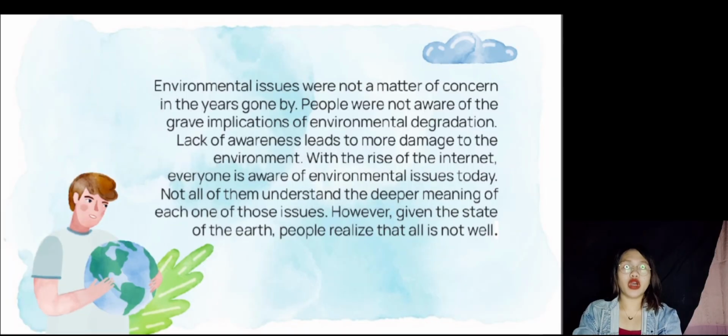Environmental issues were not a matter of concern in the years gone by. People were not aware of the grave implications of environmental degradation. Lack of awareness leads to more damage to the environment. With the rise of the internet, everyone is aware of environmental issues today. Not all of them understand the deeper meaning of each one of those issues. However, given the state of the earth, people realize that all is not well.